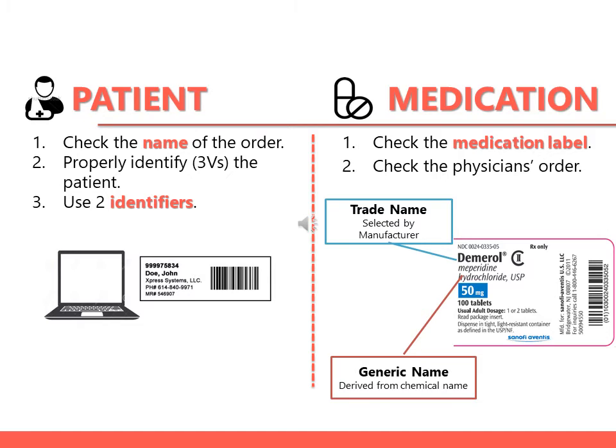Check the medication label. Especially, you need to check the trade name and you need to check the generic name, because some medications look the same and sound the same. That's why you need to check trade name and generic name. And most importantly, check the physician's order. What is the order of the doctor? Is it Panadol? Is it Demerol? Is it insulin? You need to verify. You need to check, okay, the doctor's order. Now, if you can check the medication label correctly, and you are able to check the physician's order correctly, you're sure that you're giving the right medication to your patient.